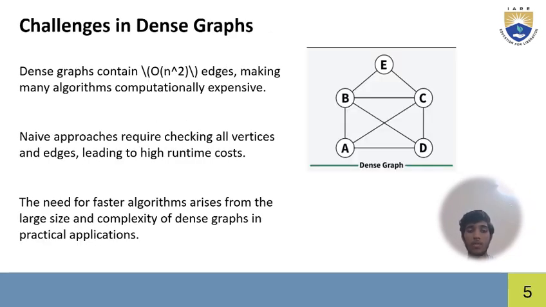Challenges in dense graphs. In dense graphs, we typically deal with millions of edges in large systems such as social networks or bioinformatic datasets. Checking all edges and vertices becomes computationally expensive. Naive methods have quadratic or even cubic time complexities. Hence, our main challenge is: can we detect Eulerian circuits faster while maintaining accuracy?